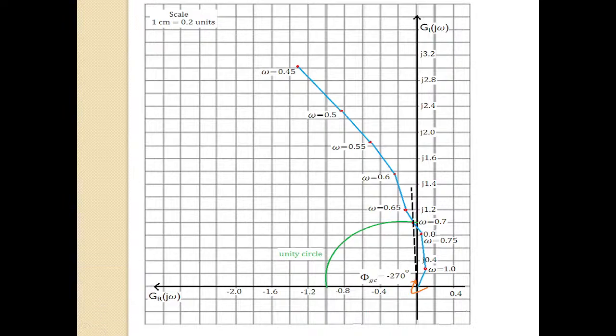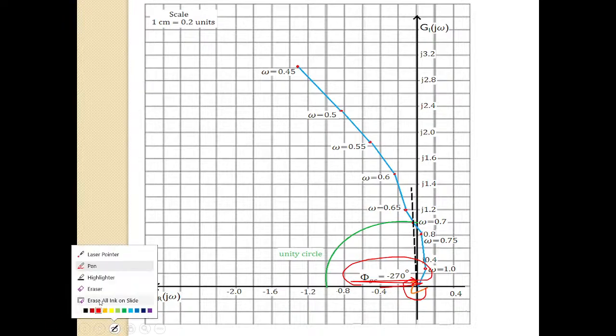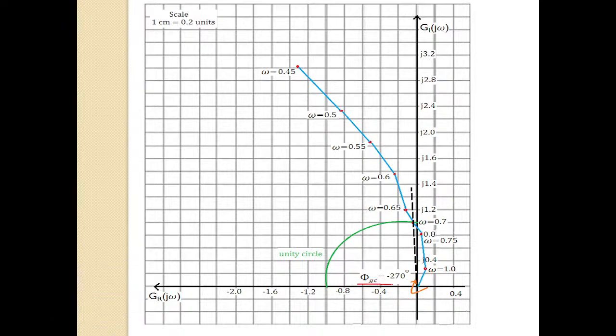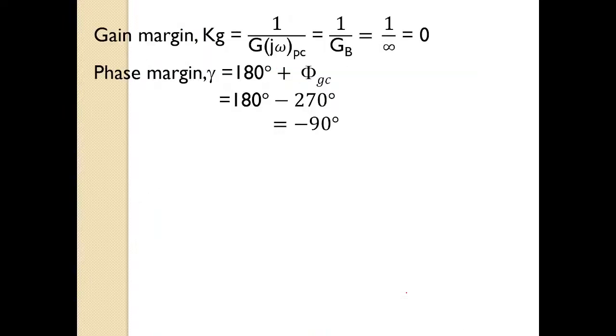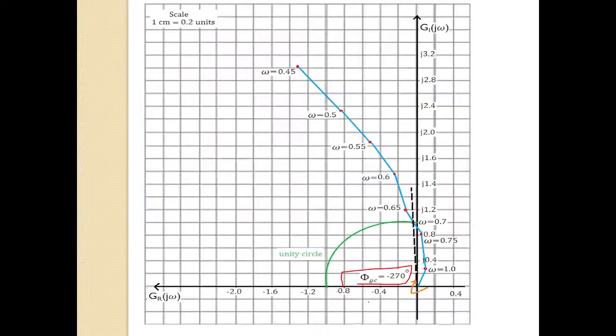Measure the angle from the reference axis in clockwise direction. It is approximately 270, isn't it? Since you are moving in a clockwise direction, phi GC is minus 270. So this orange color, if you observe here, you can find it. This is our angle. This is our graph.